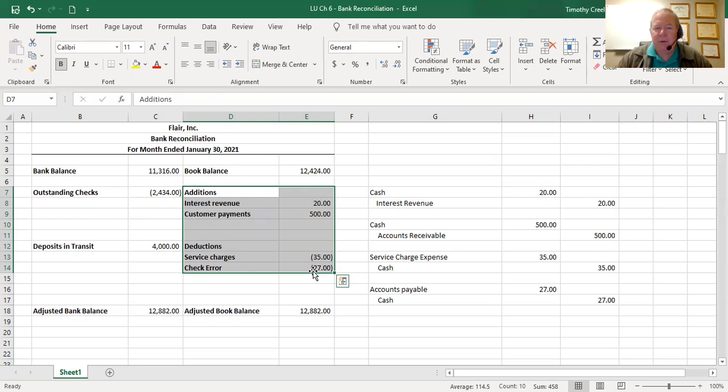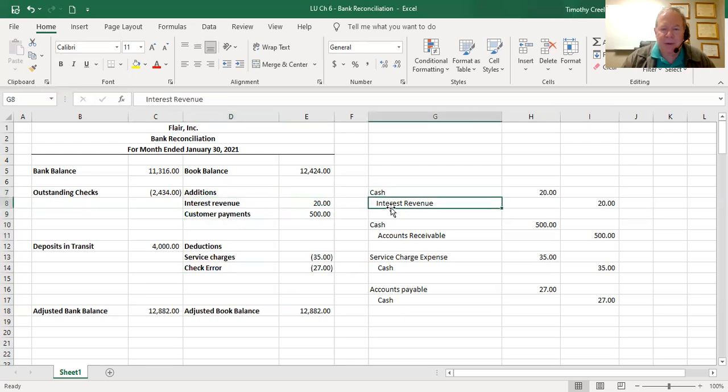Otherwise, it'll never get on the books and it would be a reconciling item here forever and just keep building up every month. So we have to do journal entries for what we've got listed on the company side in order to get it on the books. Notice here that for interest revenue, we debit cash, we credit interest revenue. This gets it on the books. And for customer payments, we would debit cash, we would credit accounts receivable. So these are pretty common ones you're going to see.